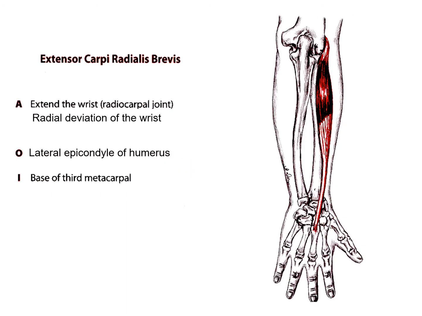The extensor carpi radialis brevis acts to extend the wrist when used with the other two wrist extensors, and deviates the wrist to the radial or thumb side of the wrist when acting alone. It originates on the lateral epicondyle of the humerus at the distal or far end of the humerus on the lateral or radial side, and inserts on the base of the third metacarpal of the hand.